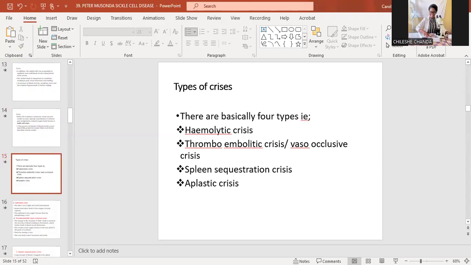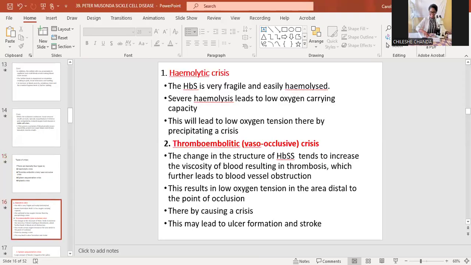Now, there are several types of crisis. We have already talked about what a crisis is. This is when there are multiple organs that have been involved. There is severe and extensive necrosis or infarction in those organs, and so you find that the patient is in severe pain. Now, there are 4 types depending on the cause of this crisis. The first one is hemolytic crisis, then we have thromboembolic crisis, which is also known as vaso-occlusive crisis, then we have spleen sequestration crisis, and aplastic crisis.